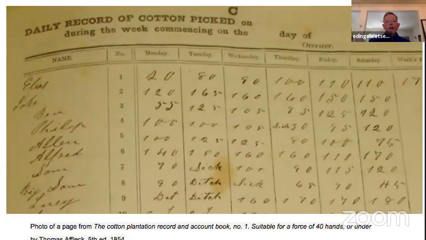The daily record of cotton picked. This is where we get our double-entry bookkeeping accounting. Monday, Tuesday, Wednesday, Thursday, Friday, Saturday, name.